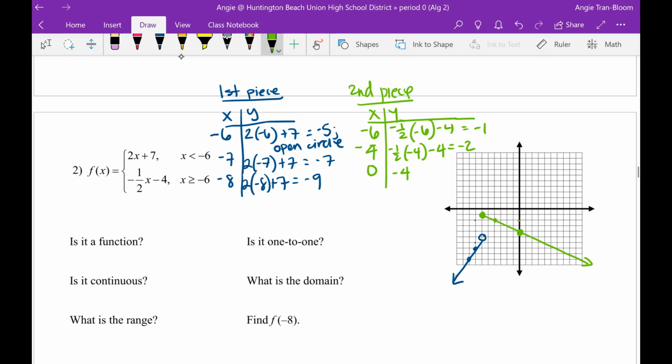Go ahead and draft that out on your notes. Use a straight edge, please. No waving lines. These are straight lines. Okay.